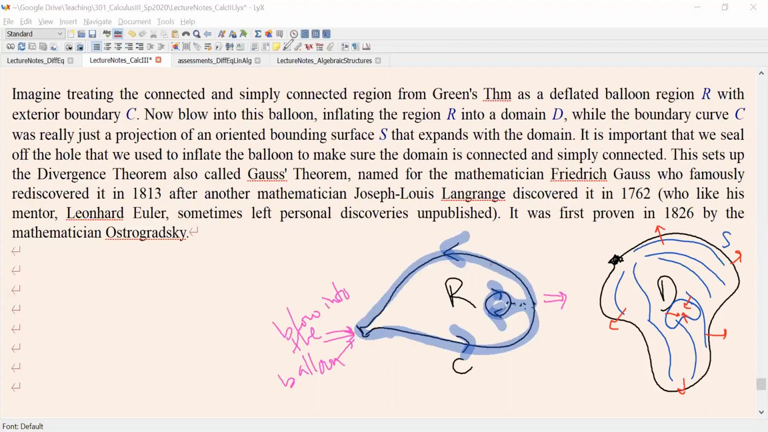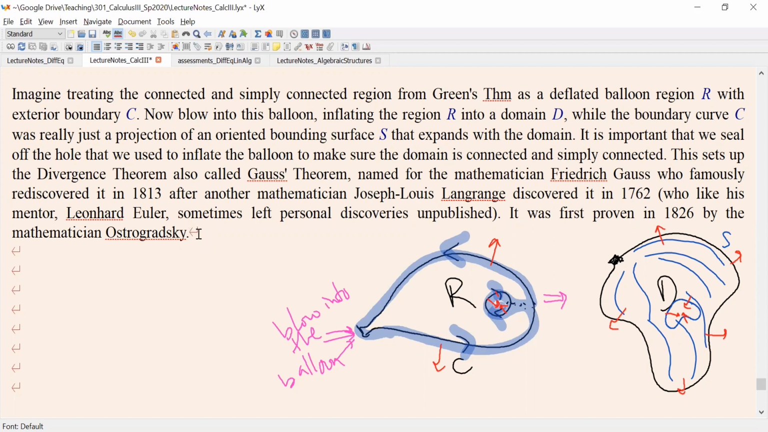Just like our original curve had normals that are pointing outside on the exterior and inside in the interior, we can relate that same idea into 3 dimensions. Okay, so let's see how this idea connects to Green's theorem.